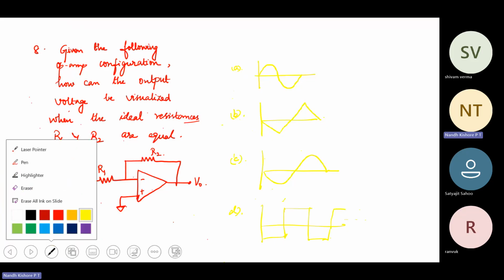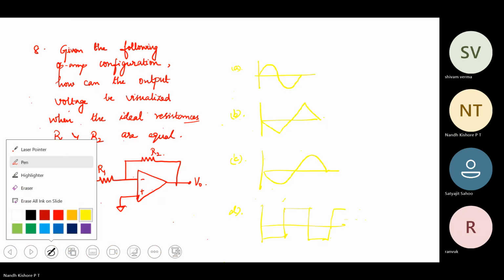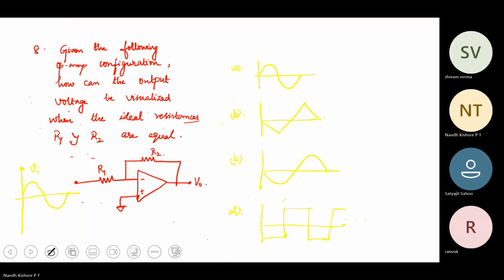So what is the configuration? What is the type of this amplifier? So is this an invert? So where is the input coming? The input is coming to the inverting terminal, right? The input is coming to the inverting terminal, which means that this is an inverting amplifier.